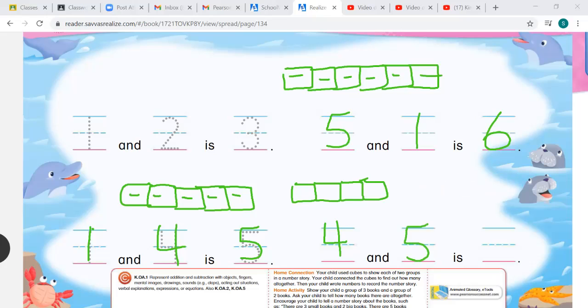So let's erase this and we're going to attach the cubes. So we have 4 cubes here. We're going to attach our 5 cubes now. 1, 2, 3, 4, 5. So how many do we have all together? Let's count them. 1, 2, 3, 4, 5, 6, 7, 8, 9. 9 boats all together. All right, let's turn our page over.